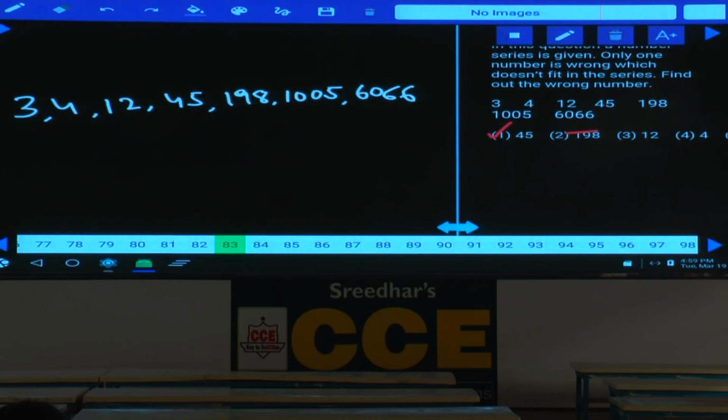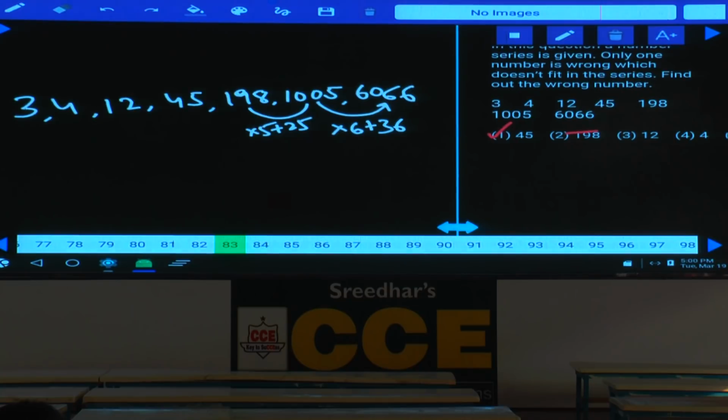Then in this one, now 1005 and this one, 1, 2, 3, 4, 5, 6. Now 1005 into 6 is how much? 6030 plus how much? Plus 36. Yes, how can you relate these to 6 and 36? Into 6 plus 6 square. Then 198 and 1005. Now 198 into 5 is how much? Yes, what is your answer? 198 into 5? 980, isn't it? Plus 25. 980 plus 25, into 5 plus 5 square.